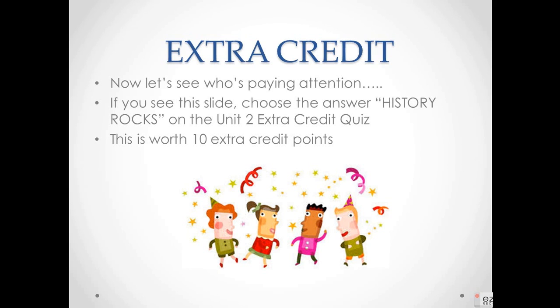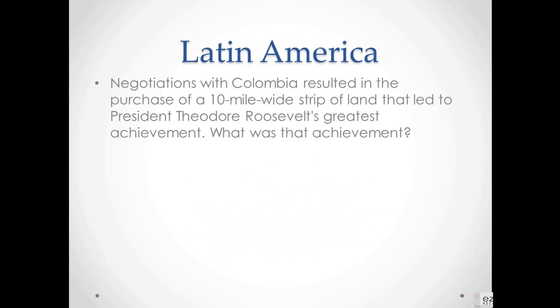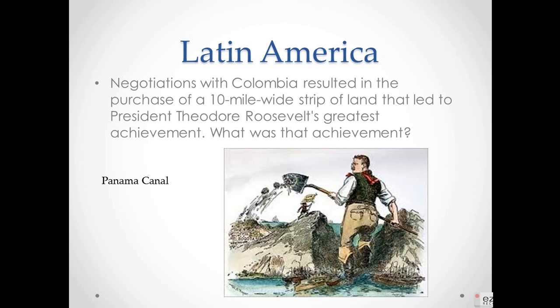Let's talk about Latin America. Negotiations with Colombia resulted in the purchase of a 10-mile wide strip of land that led to President Theodore Roosevelt's greatest achievement. What was it? He dug the Panama Canal almost completely by himself. No, not really by himself, but he really made it happen. He had to do a lot of political pushing to make it happen. We're glad that he did. Now we have the Panama Canal. Makes life a whole lot easier for shipping, and we got to control it for quite a while.